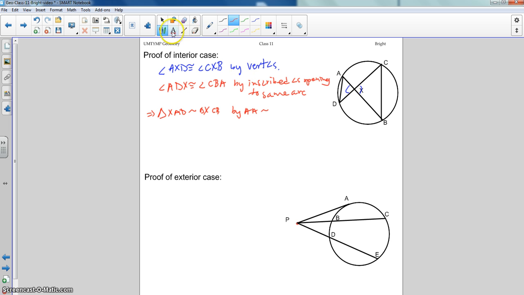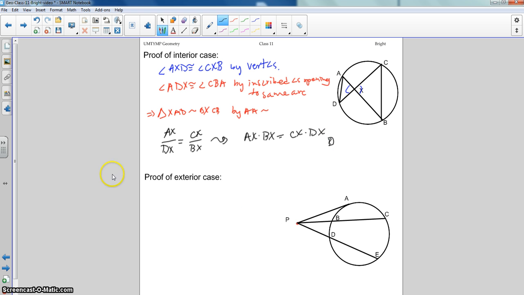Okay, and then once I have angle-angle similarity, I know that the sides are in proportion. So in other words, AX over DX is equal to CX over BX. And from this, I get that AX times BX is equal to CX times DX, which is exactly what the Power of a Point Theorem said. So I'm done in this case.